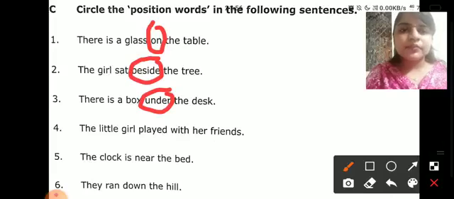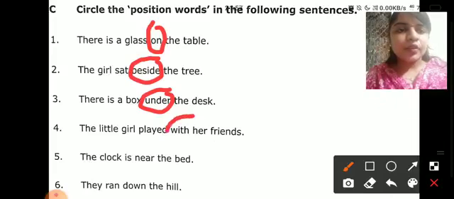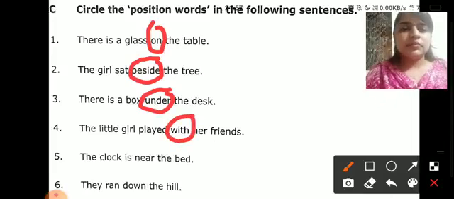Good. Number 4. The little girl played with her friends. Again I repeat. The little girl played with her friends. So what do you need to circle? With. So circle the word with. Do it with me, children. Done?